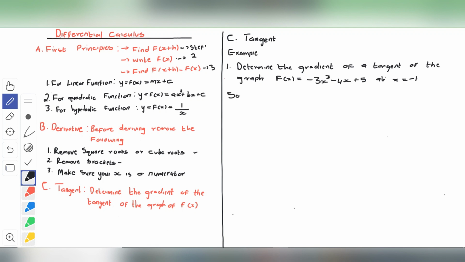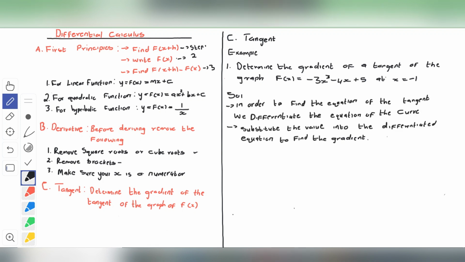So let's write down the solution. Before I write down the solutions, let me copy the steps that you need to do whenever you are asked to determine the gradient of a tangent of the graph. Okay guys, so in order to find the equation of the tangent, we differentiate the equation of the curve. When we are done differentiating the equation of the curve, we now substitute the value into the differentiated equation to find the gradient, right?